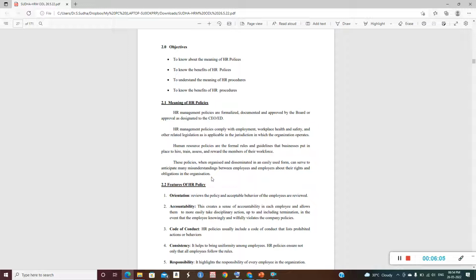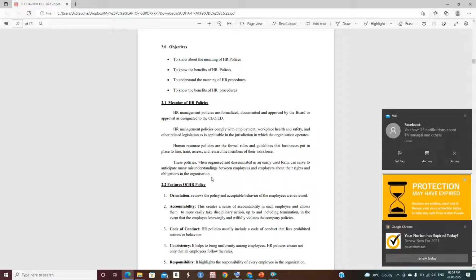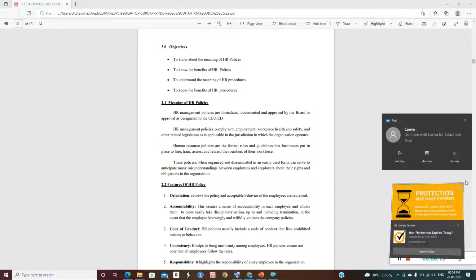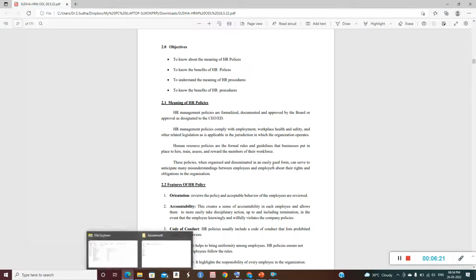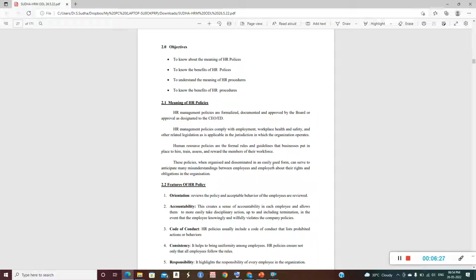Okay, because there are a lot of rules and regulations, or there are chances in which the organization faces legal suits and all against it. Human resources policies are formal rules and regulations which the employees are needed to comply with. They provide a guideline, the standard procedures that you are expected to follow in hiring, in training, in assessing and rewarding the members of the workforce.